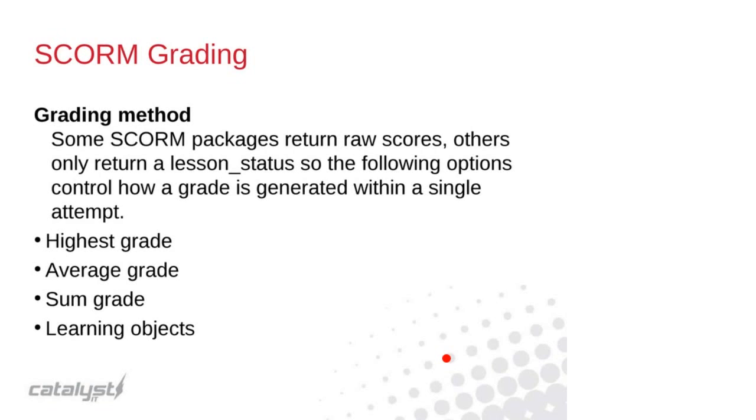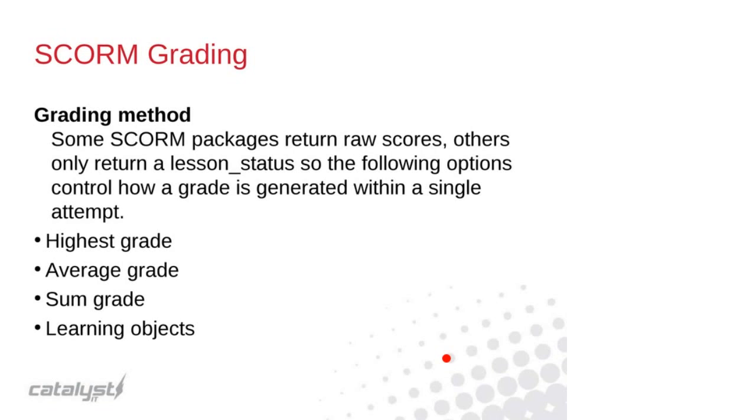The highest grade, average grade, and sum grade are all based on the number of scores that are pumped into Moodle from your SCORM package. Some SCORM packages return more than a single score for that package. Some have multiple objects that return scores. So you might have object 1 returning a score of 10, object 2 returning a score of 20, object 3 reporting a score of 50. And you have to tell Moodle how to cope with that, whether you want to add them all together, whether you want to average them, or whether it's just the highest grade that you want to keep. So it was the last 50 that becomes that grade.